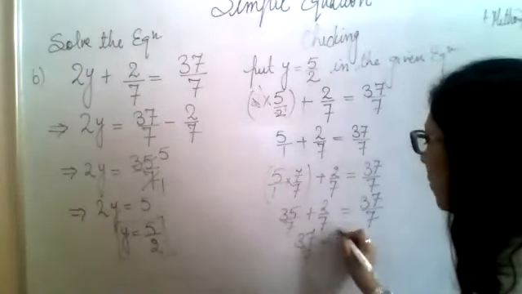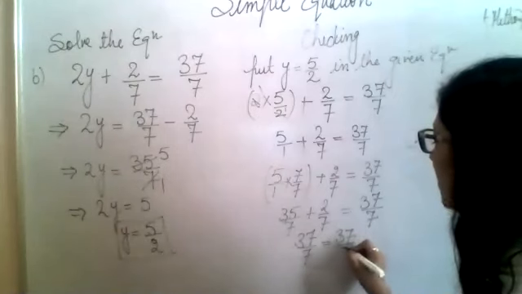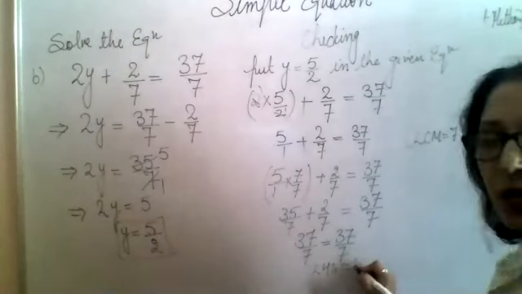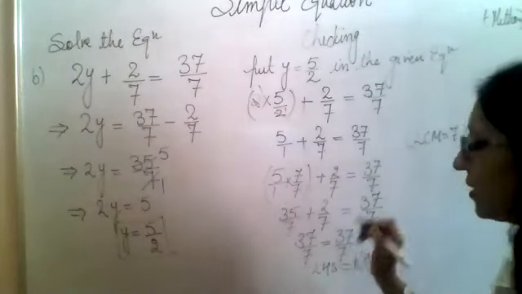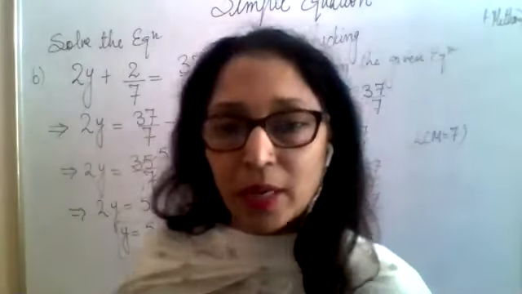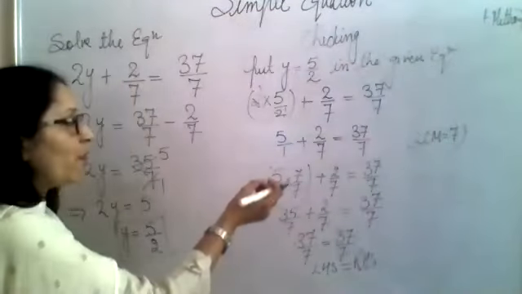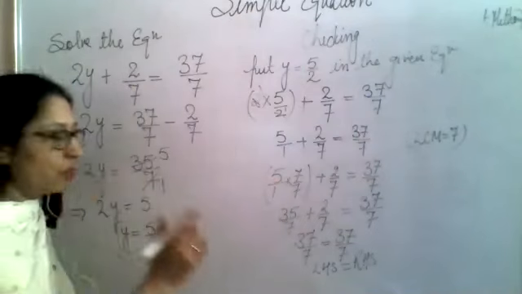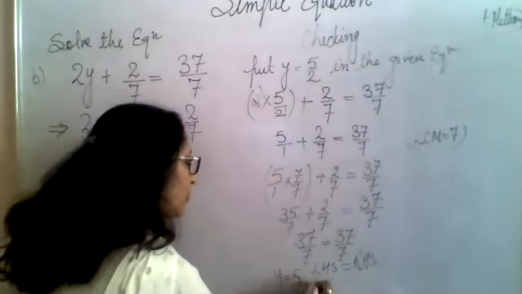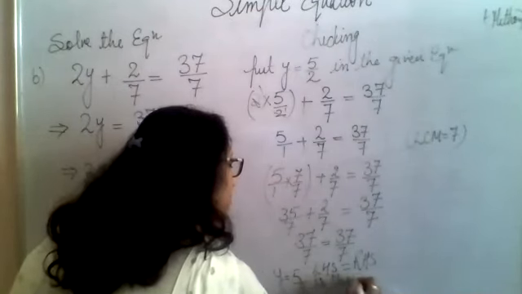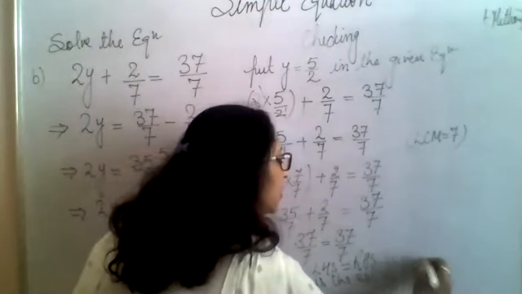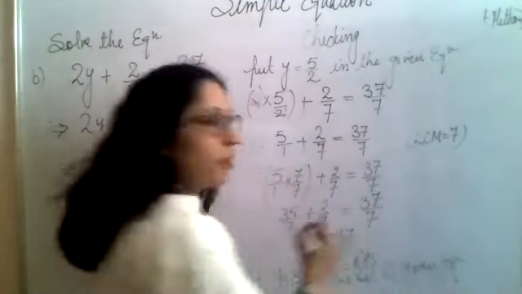And you can easily observe both sides are coming same. LHS is equal to RHS. If LHS is equal to RHS, it means your value of variable is correct. So you can say y is equal to 5 upon 2 is the solution of the given equation.